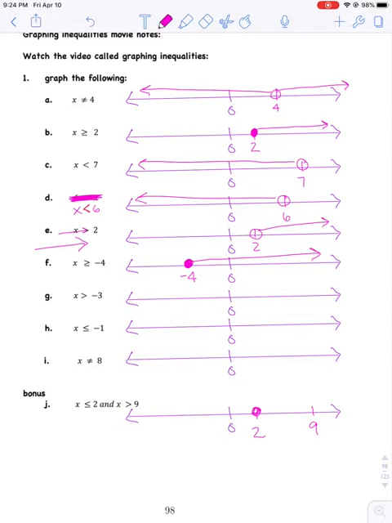For 2, I need a closed circle because that one has the equal sign underline. For 9, I need an open circle because it does not have the underline. 9 is not a possible answer, but 2 is an answer. If I look at the inequality symbol, it's like an arrow pointing this way on the 2. So I'm going to draw an arrow this way. And then the other inequality symbol for the 9 is an arrow pointing this way.